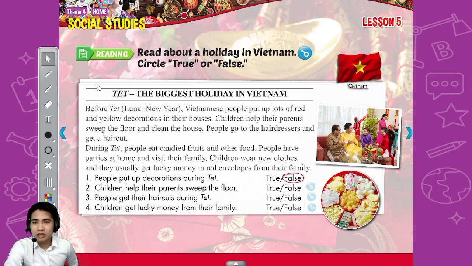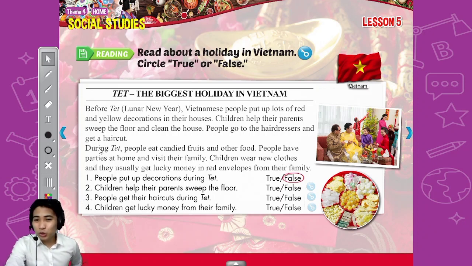Okay, so Tet, it's called Tet, the biggest holiday in Vietnam. Alright, so before Tet or Lunar New Year, Vietnamese people put up lots of red and yellow decorations in their houses. Children help their parents sweep the floor and clean the house. People go to the hairdresser and get a haircut.